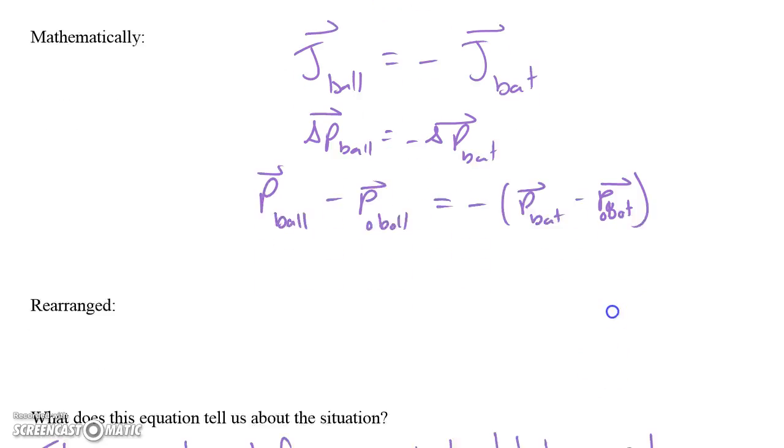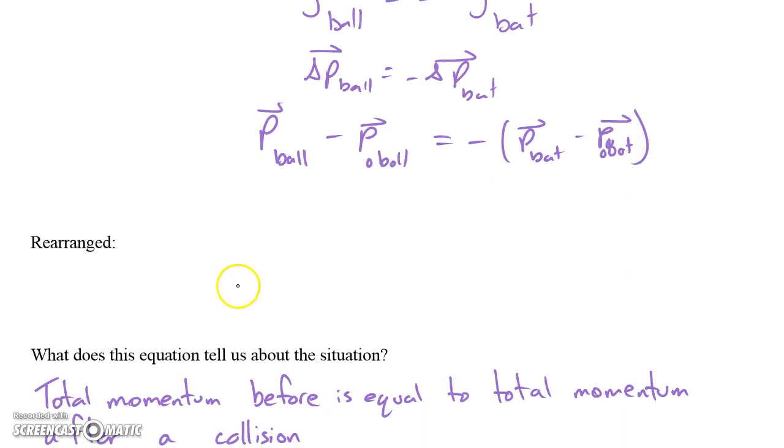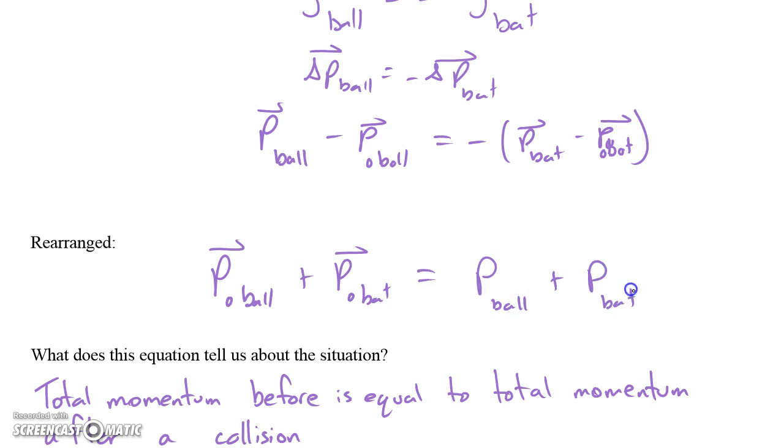And this can actually be rearranged so that we get all of our initials, all of our P naughts, on one side. So we get P naught of the ball plus P naught of the bat is equal to all of our finals on the other side. And this tells us a really interesting thing about when things are colliding and what happens. This equation tells us that our total momentum before is equal to the total momentum after.